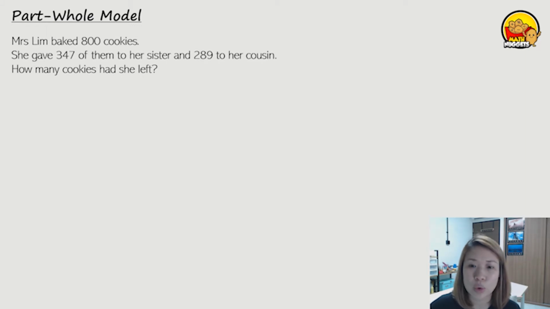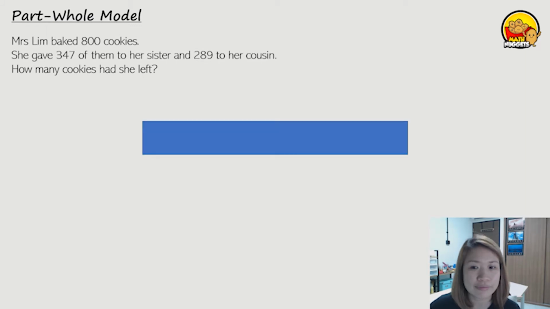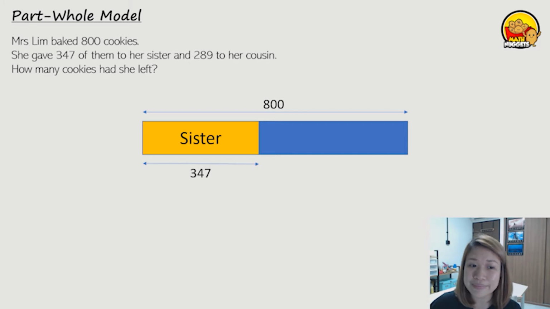So in this case, I will draw one bar. That's all of Mrs. Lim's cookies. So that's her total cookies, which adds up to 800. So let's label the model accordingly. Next, they tell us that she gave 347 of them to her sister. So let's cut out one part and label it sister, and also label 347 there.